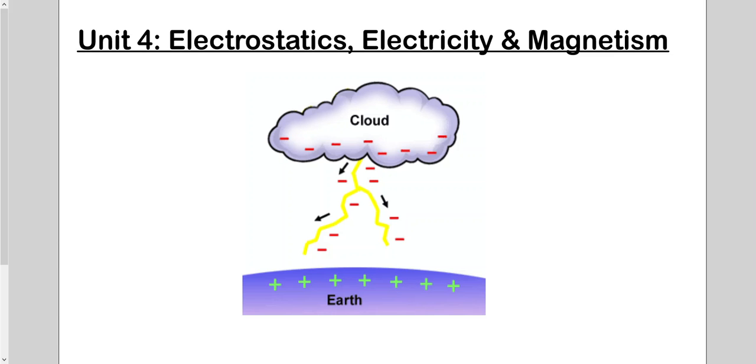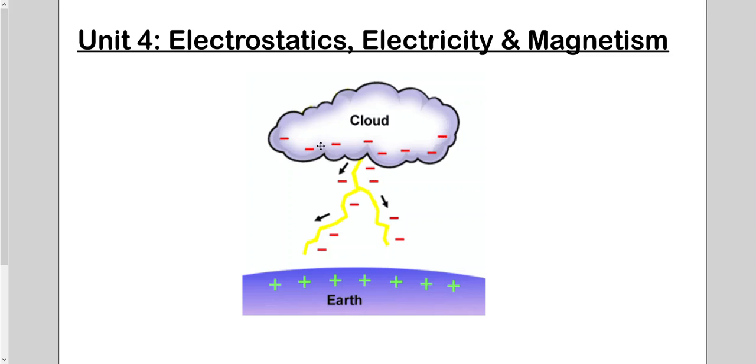Unit 4 is on electrostatics, electricity, and magnetism, and we're going to talk specifically about Unit 4 focus question 1, which is about electrical charges, specifically why do different materials respond to electrical forces in different ways. So let's start by talking about this unit in general.